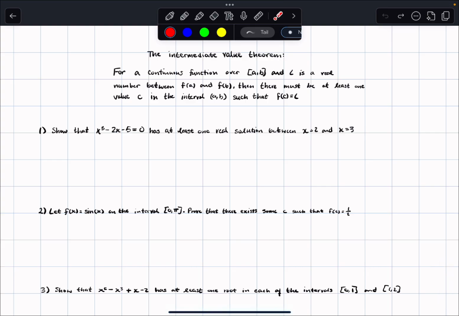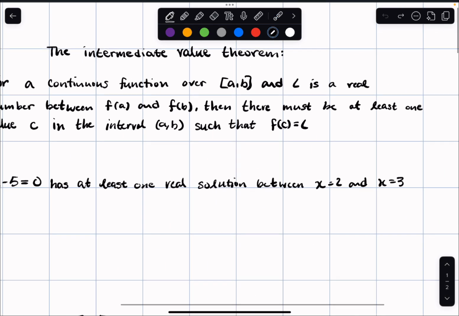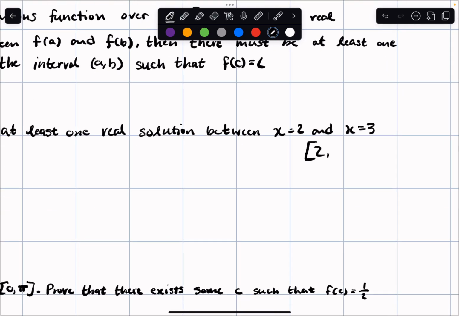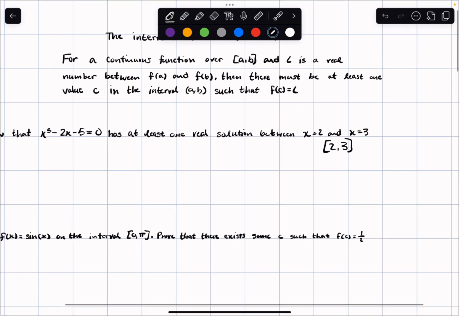Show that the equation x cubed minus 2x minus 5 equals 0 has at least one real solution between x equals 2 and x equals 3. So what would our interval be? Let's try to match it up with our theorem. So it's going to be 2 to 3. I feel like we could agree with that.